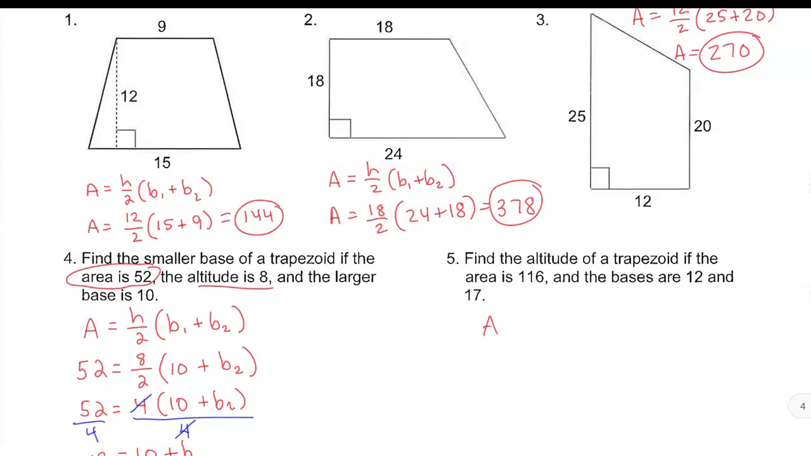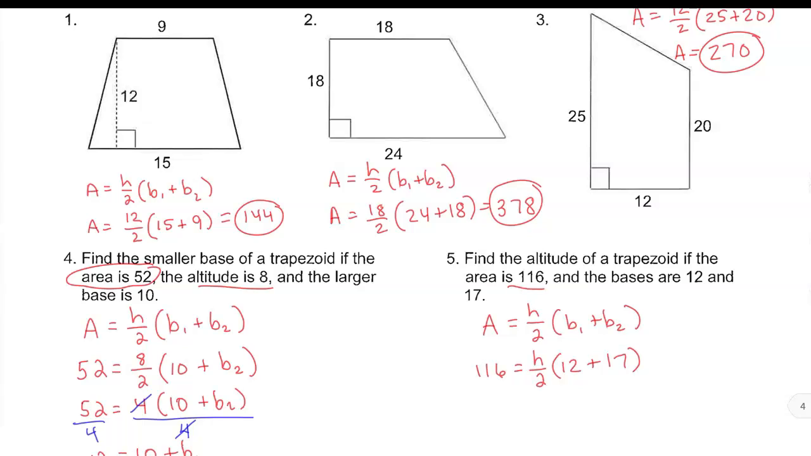Number 5, the formula is height over 2, or half the height, times the sum of the bases. We find out that the area is 116, so substitute that in. We don't have the height, we need it, so write h over 2 for now. Base 1 is 12, base 2 is 17. I can add the 12 and 17 together.